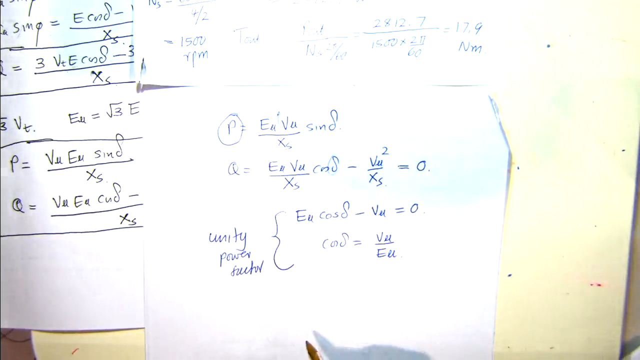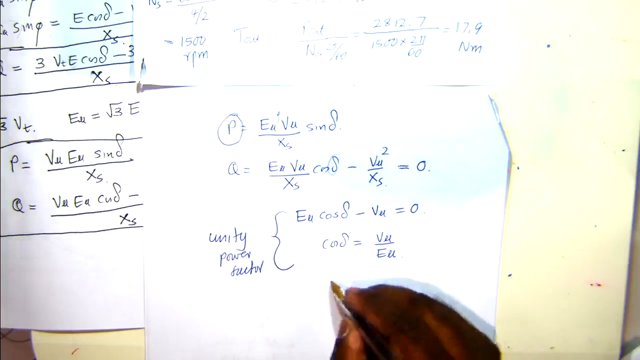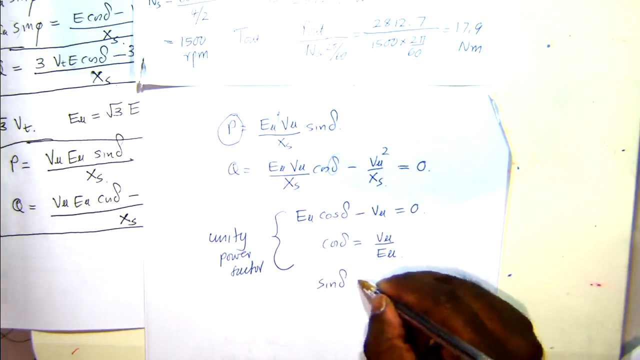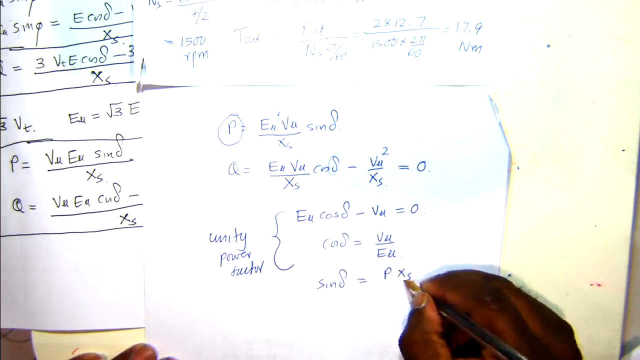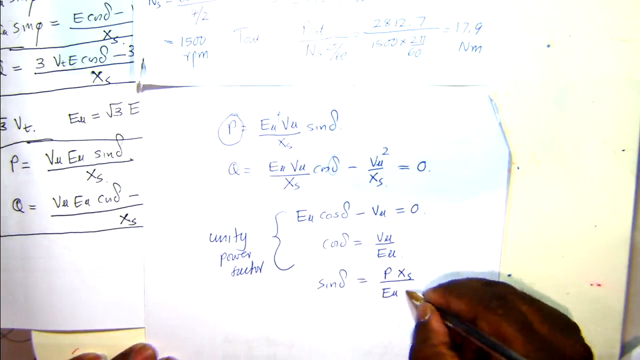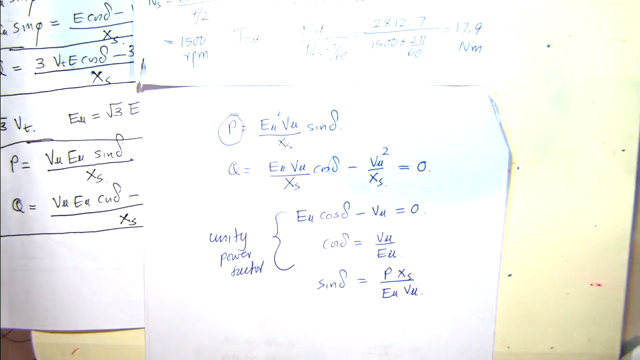So we have the same amount of real power, so we can write sine delta as P, that's the real power, XS over E line to line, V line to line. So V line to line is constant. So now you have two equations, and then you have E line to line and delta, so you have to solve that.